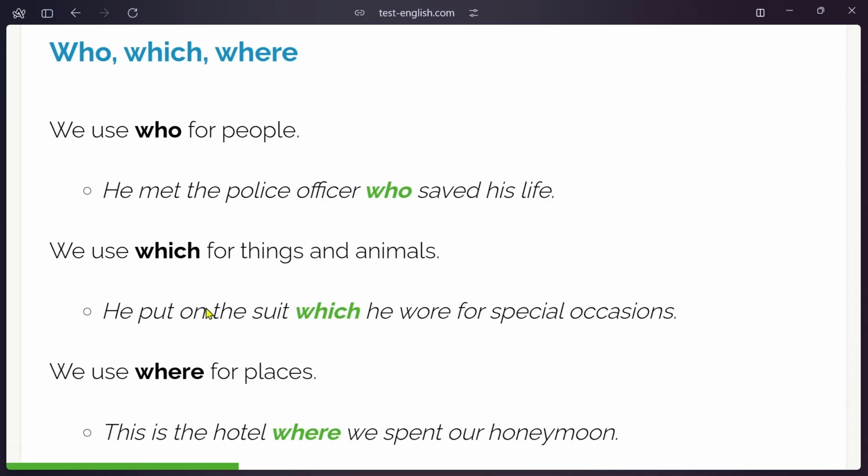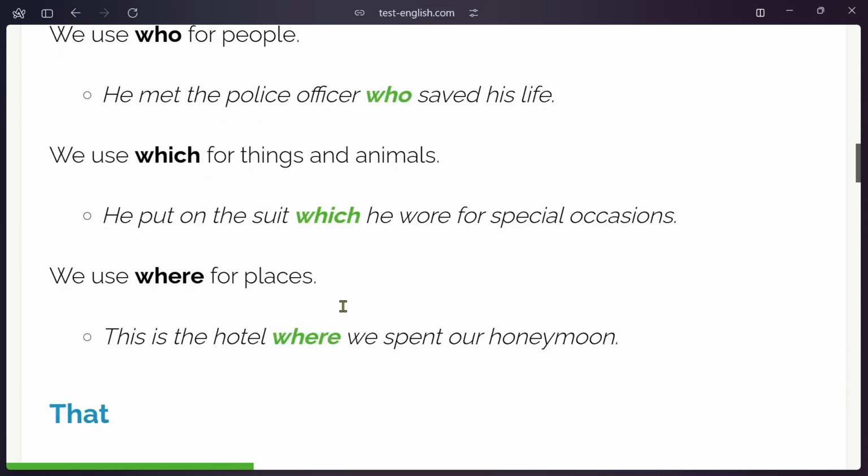Here are some other examples. He met the police officer who saved his life. You see, what does who refer to? The police officer. Yes, and it's the subject of this verb, saved. We use which for things and animals.